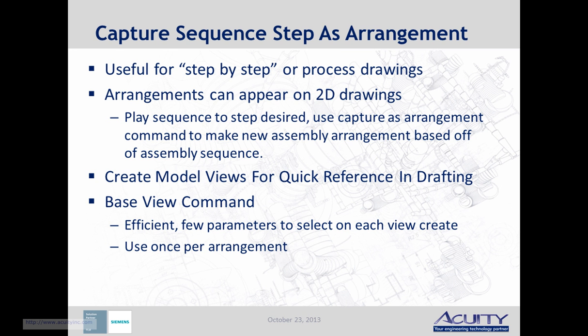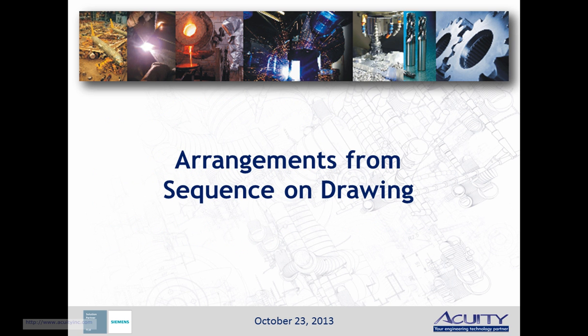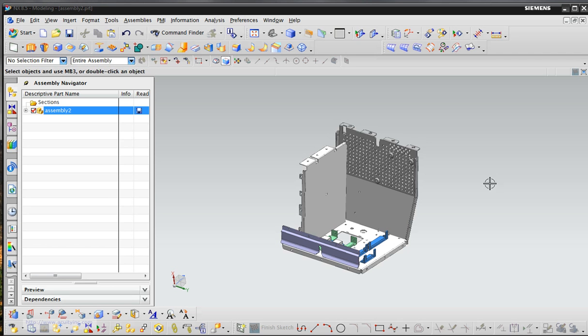So now we're going to capture a sequence step as arrangement. The other thing you can do with these sequences is as you build them, the assembly will be in certain states you may want to make a drawing of. You can hit the arrangement button, capture as arrangement, to bring these into drafting as standard 2D drawings in addition to making movies. And here's an example of doing that. Arrangements from sequence on drawing.